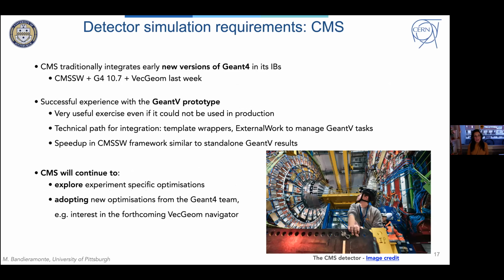Also, CMS traditionally integrates early new versions of Geant4, and they managed last week to integrate in their simulation infrastructure Geant4 10.7 plus the GeantV geometry, and they plan to use it for Run 3. They report to have had a very successful experience also with the GeantV prototype, even though it cannot be used in production, but it was useful for the experiment to draw a technical path for integration, so that basically their infrastructure is now ready to integrate any new coming simulation prototype.